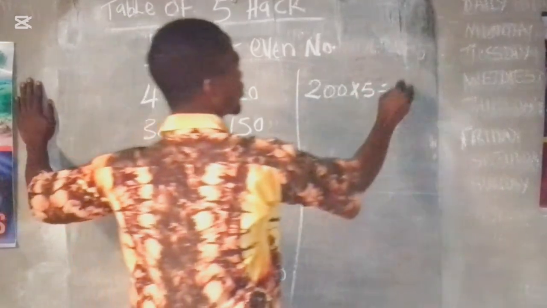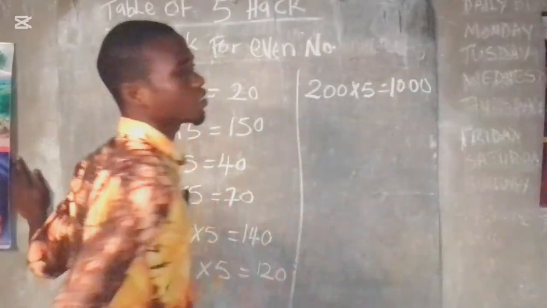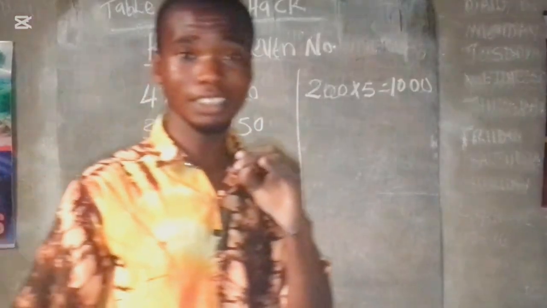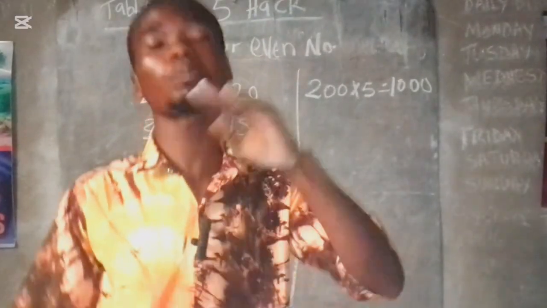200. Half of 200 is what? 100. What will I do again? I add 0 to it. 1000. Are you seeing it? This is the trick. Simple. Are you guys seeing it? It's very simple. It's very what? Super. It's super simple.